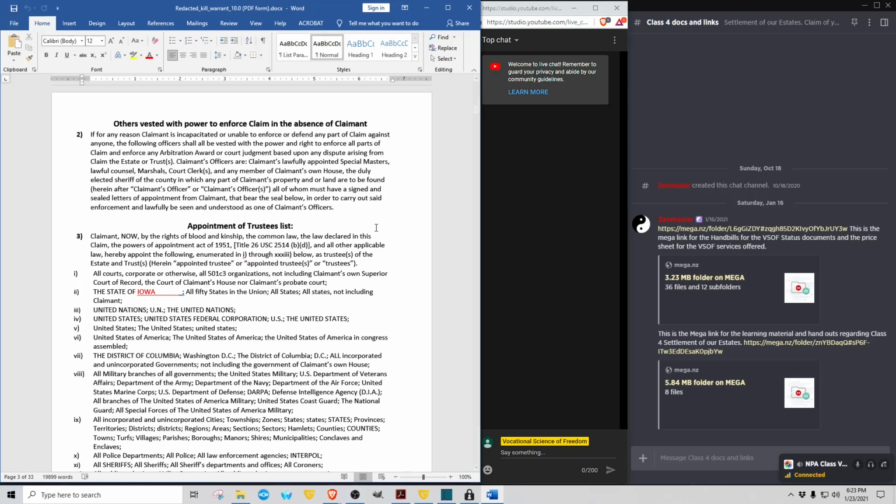So to continue with this, appointed trustees, appointment of trustees list. Claimant now, by the rights of blended kinship, the common law, the law declared in this claim, the Powers of Appointment Act of 1951, Title 26 USC 2514 BD, and all other applicable law, hereby appoint the following enumerated I through XXXIII, which is 33, below, as trustees of the estate and trusts herein. As appointees of the estate and trusts, which is what I spoke before in that opening paragraph.